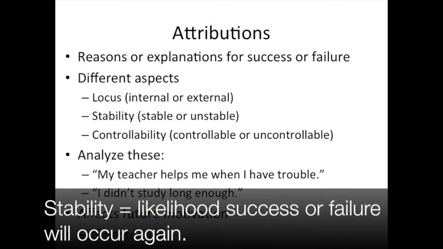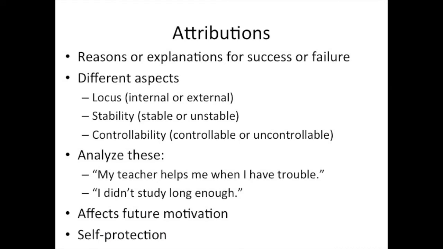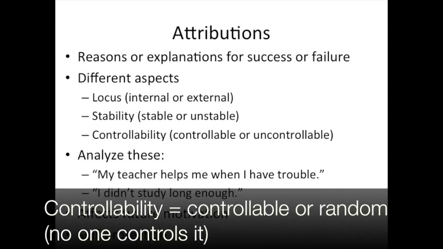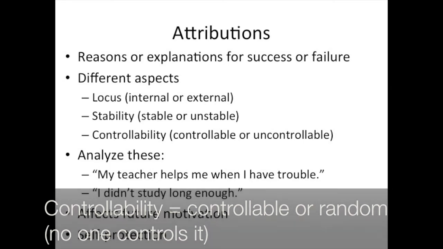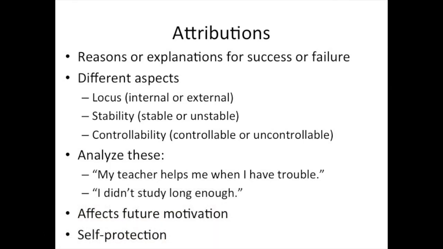Also, stability, whether it's stable or unstable. If the person thinks the cause of their success is stable, it's likely to happen again. Whereas if it's unstable, it might come and go. They don't know. And controllability, whether it was controllable by a person or by something, or it's uncontrollable. It's a force of nature, it's just a random act, and no one has control over it.